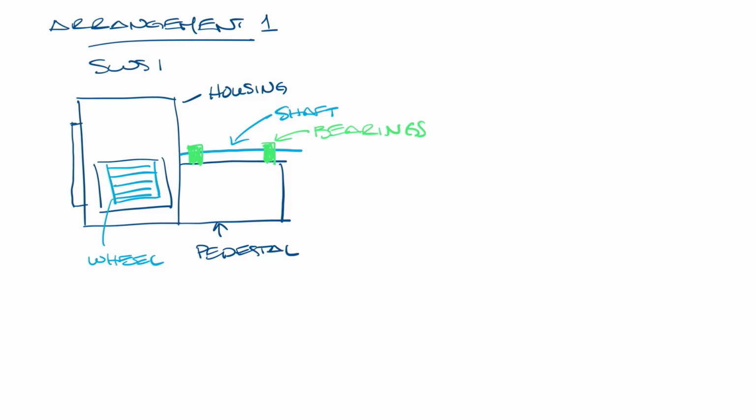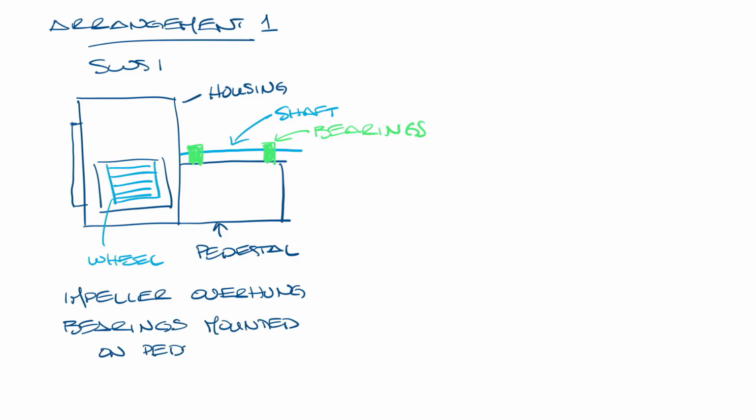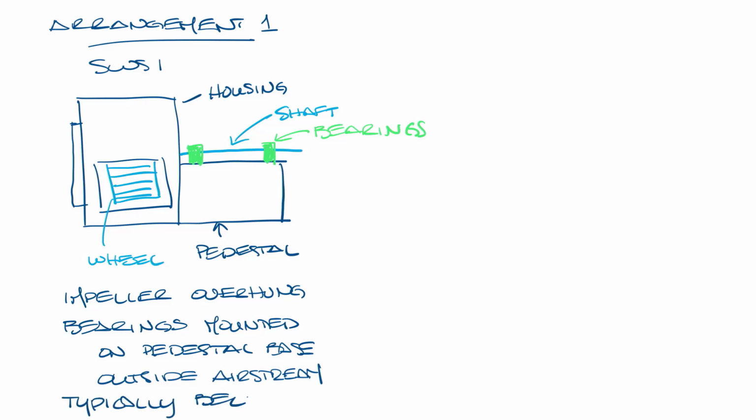So you can see in the drawing that the shaft is on the outside, and it would go into the center of the wheel if you could see the whole wheel. So the impeller is overhung on the shaft, and the bearings are mounted to this pedestal. It can be used for belt drive or direct drive fans, but is most commonly used for belt drive fans.